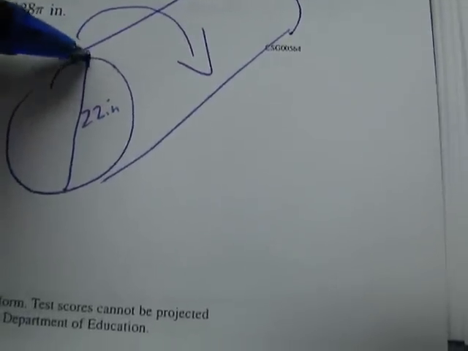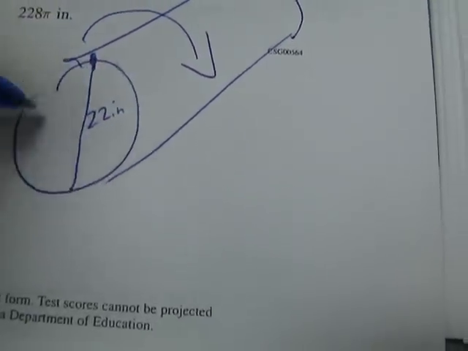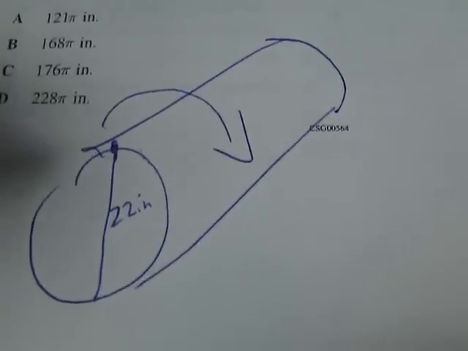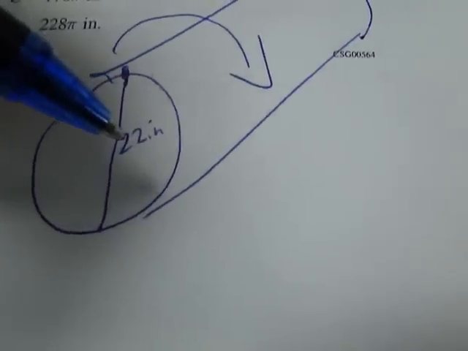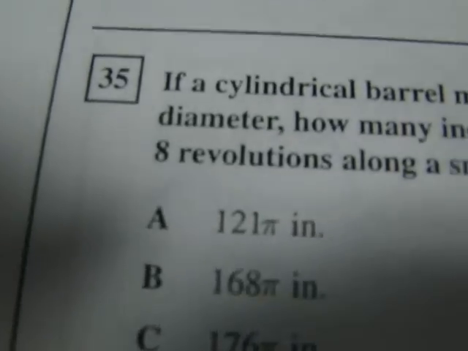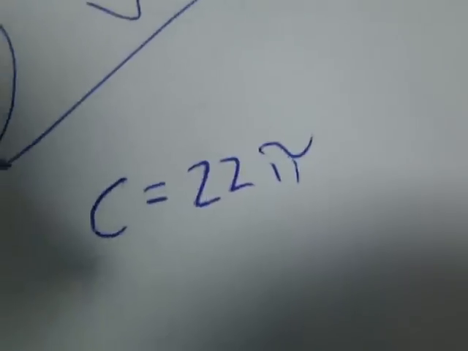Basically, every time it rolls 1 full revolution, that's equal to 1 times the circumference. So if we knew the circumference, we'd know how far it rolls in 1 revolution. And the circumference is just the diameter times pi. So circumference equals 22 pi. And how many revolutions? 8 revolutions. That means 22 pi times 8.